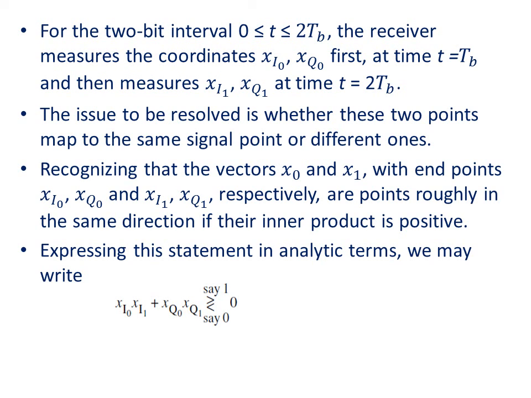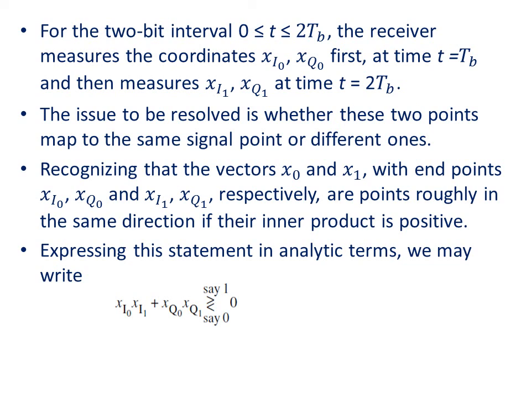For the 2-bit interval 0 to 2TB, the receiver measures the coordinates xi0, xq0 first at time t equal to TB, and then measures xi1, xq1 at time t equal to 2TB. The issue to be resolved is whether these 2 points map to the same signal point or a different one. So this is the question here.